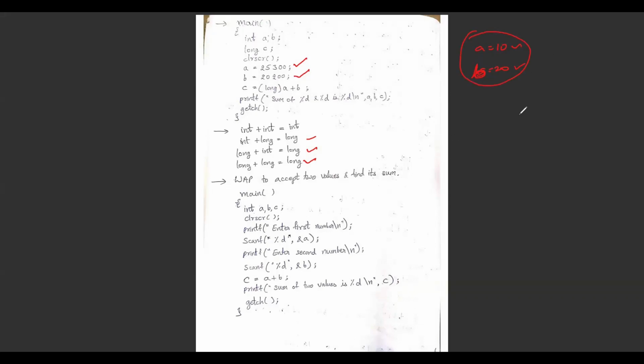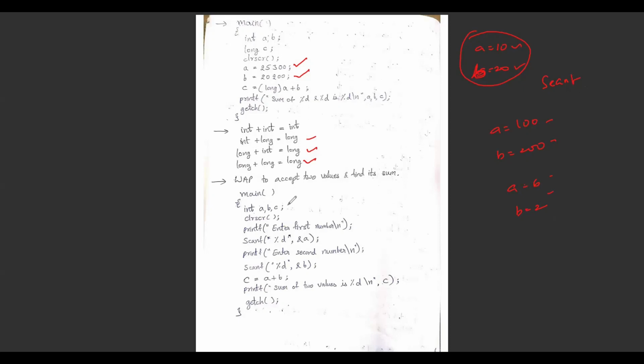Right. Now, someone says, I don't want A value as 10. I want to try with a new value that is 100 and B value 200. Someone wants A value as 6, B value as 2, like that. So user required values. In order to get those user required values, we are going to use the concept of scanf. So system is asking us to enter a value.